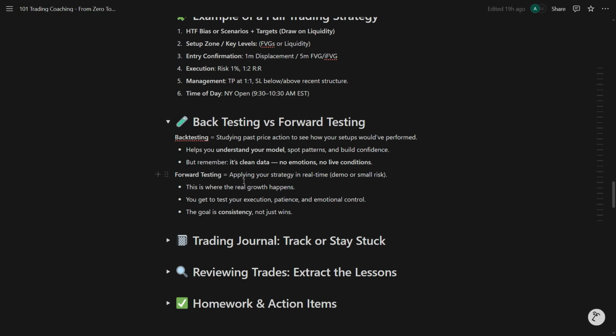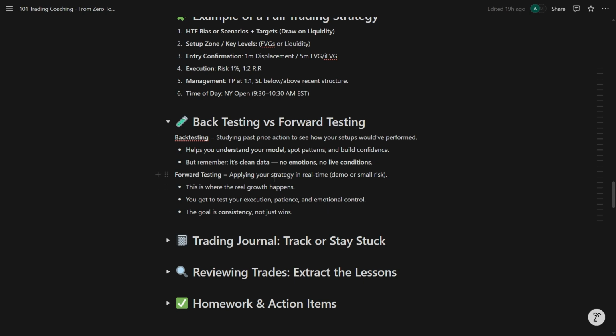And then forward testing is applying your strategy in real time, either with demo or small risk. And this is what you're going to be doing at first, and then you're going to backtest. So it's better if you start actually forward testing and then you backtest after you've forward tested for a bit, to get the feel of things in real conditions. And we're going to make a separate video on backtesting. We're going to go into more detail regarding backtesting, but this is just the basics so you understand what it means.